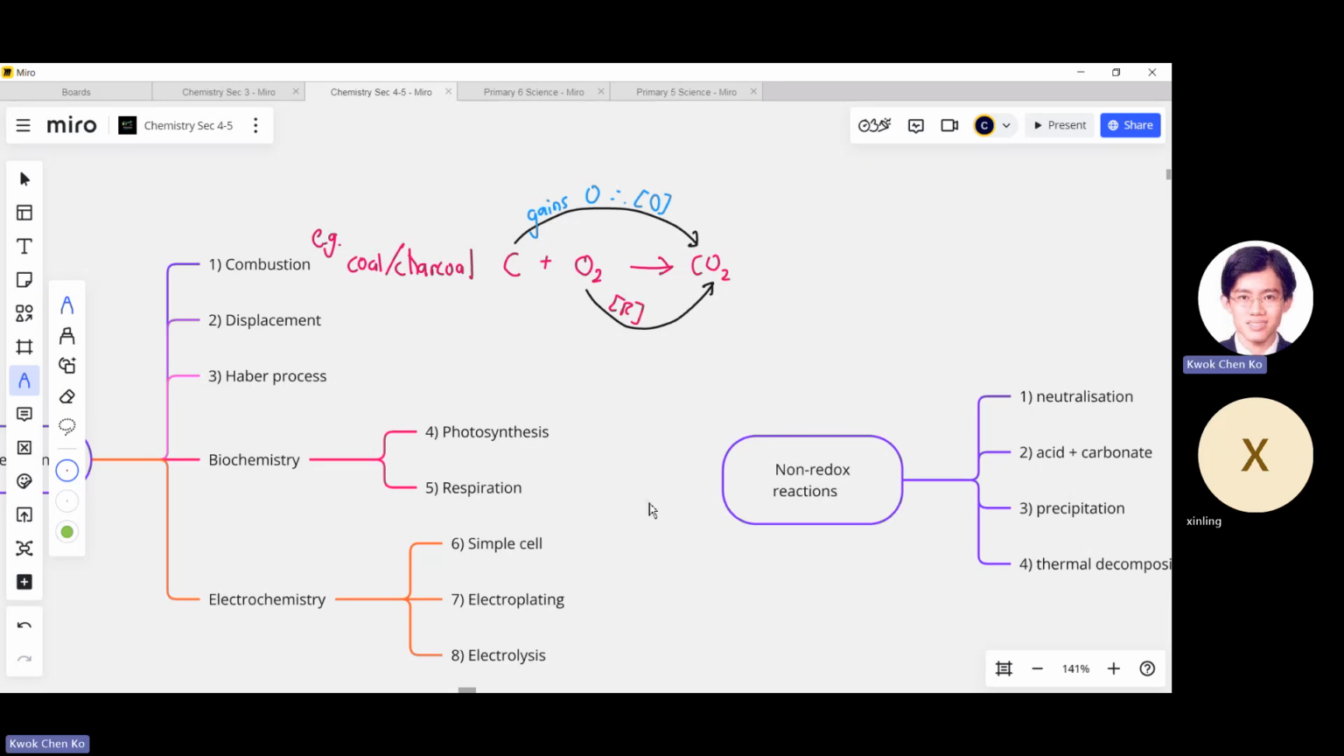O2 to CO2. But it's not so obvious. Is O2 gaining oxygen? Is it losing oxygen? No, you can't really tell. Is it gaining electrons? You can't really tell either. All right. So for O2 to CO2, we'll leave this for the last definition, which is regarding oxidation state.